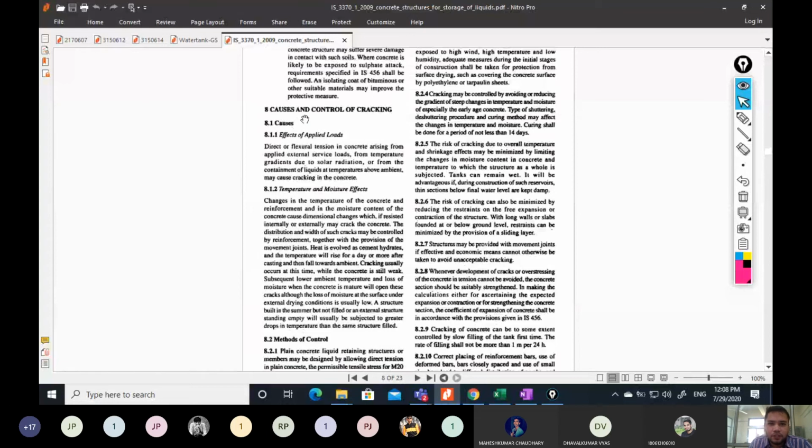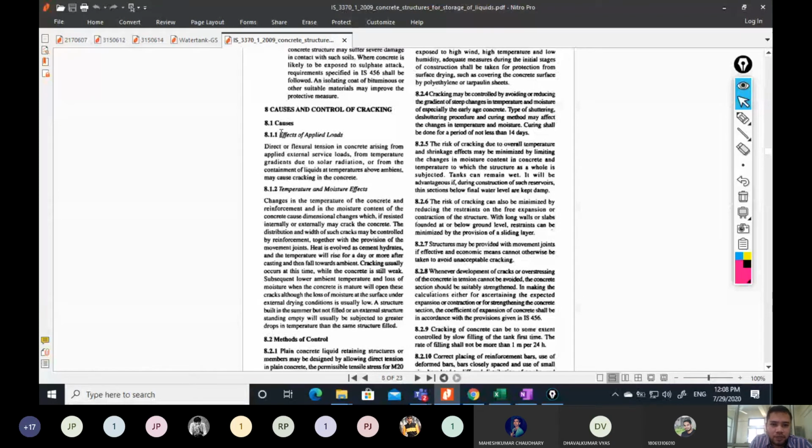And causes and control of cracking, as we do not want the water retaining structures to crack, otherwise it will cause leakage problem. So what are the various causes that cause the cracking of the structures and how to control them? So those provisions are given in this clause.